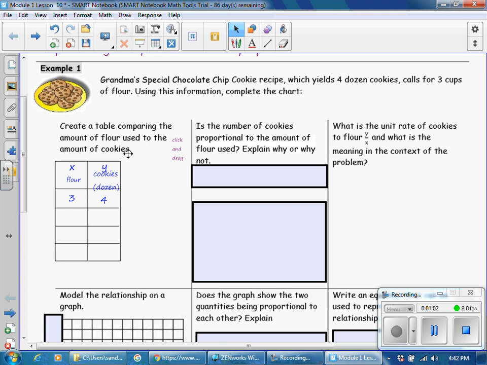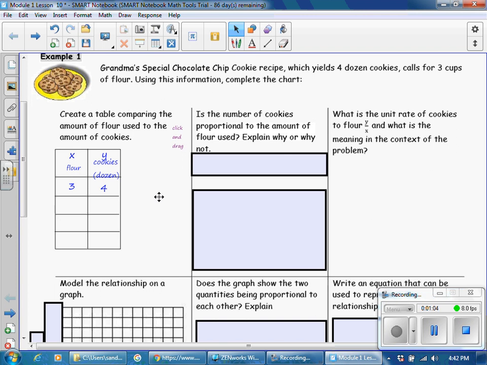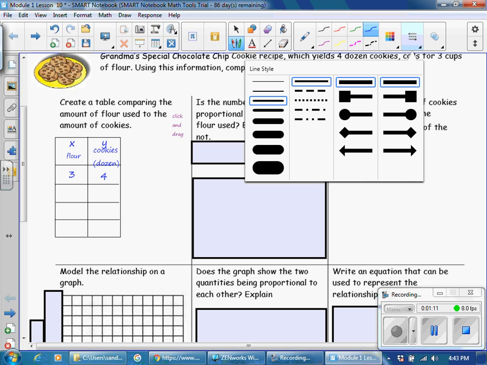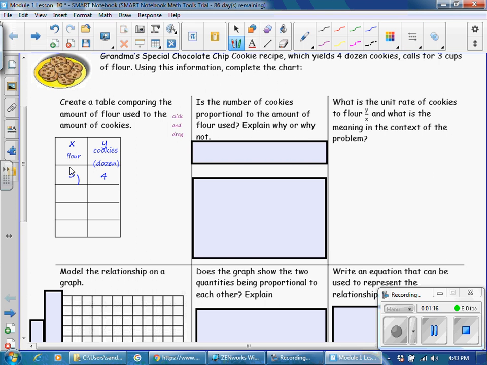Now, create a table comparing the amounts. So let's say that we are going to double the recipe. How much flour would we need and how many cookies would that yield? If you double the amount of flour, you will need 6 cups. If you double the flour, you double the amount of cookies you make, which will be 8 dozen.